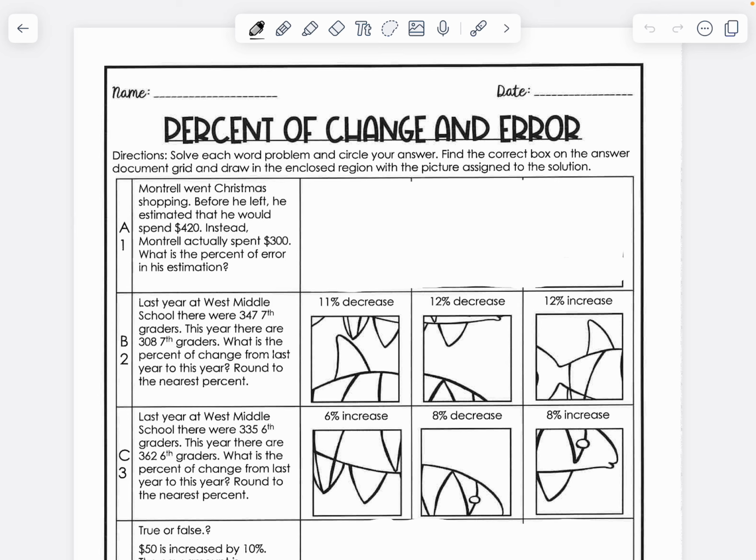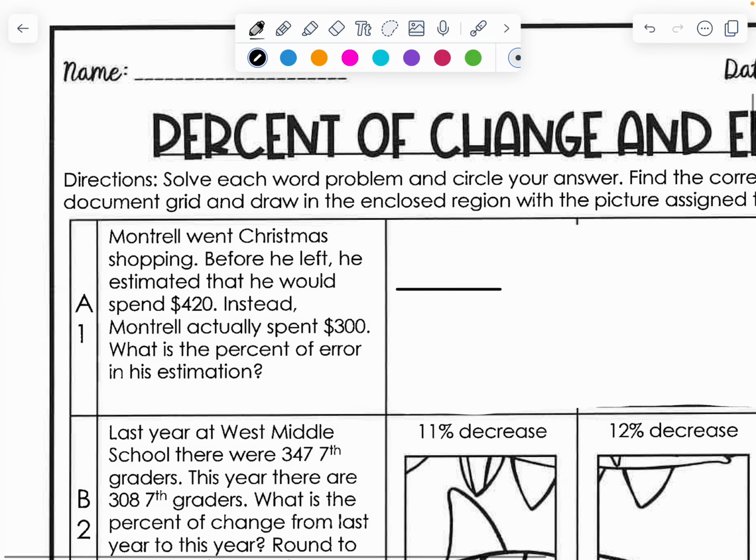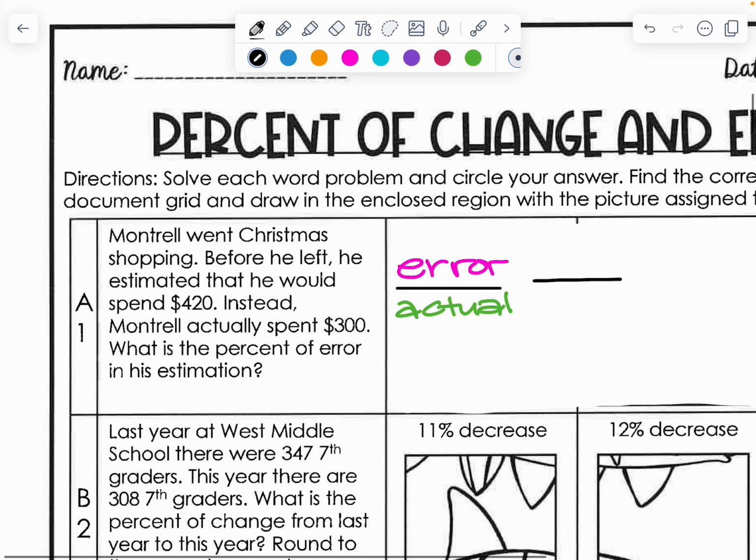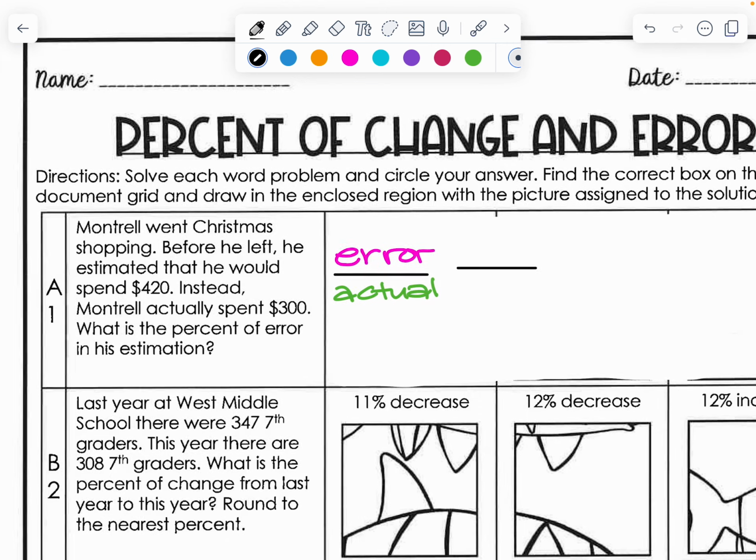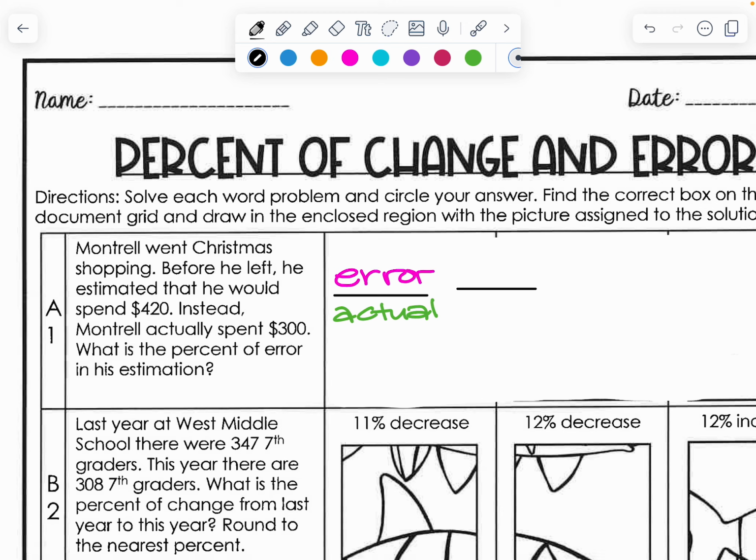So what I'd like you to do, you know me and my labels, I'd like you to label it. All right, so I believe we did the error, how far off we were from the actual amount. So then we're going to go back and read it. And this is how to set it up, nice and easy. He estimated he would spend $420, but he actually spent $300. The actual would go down here with $300.